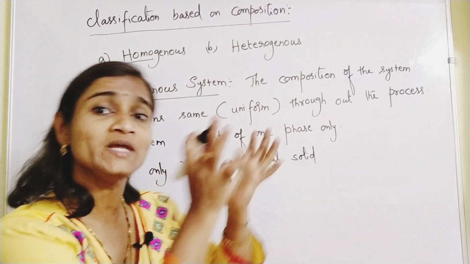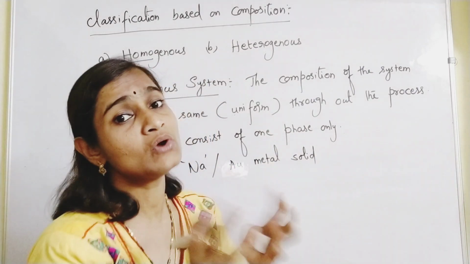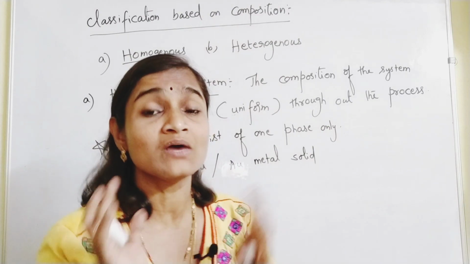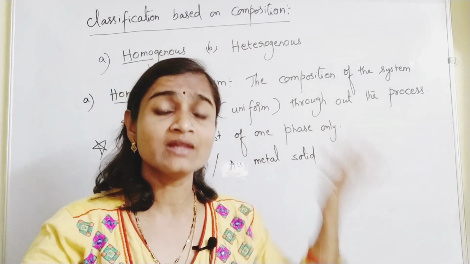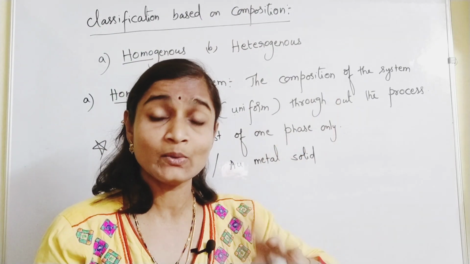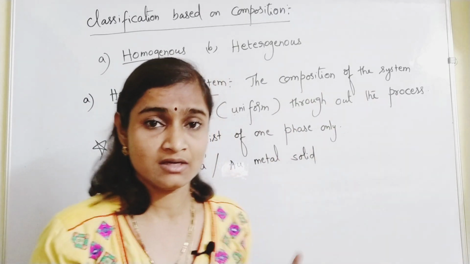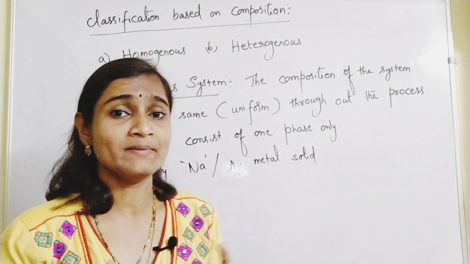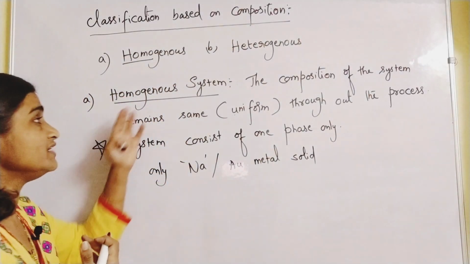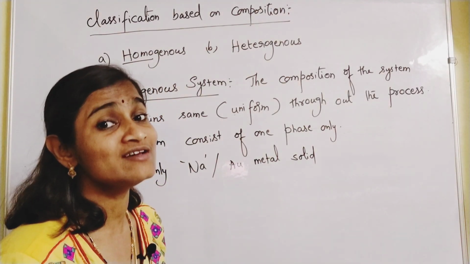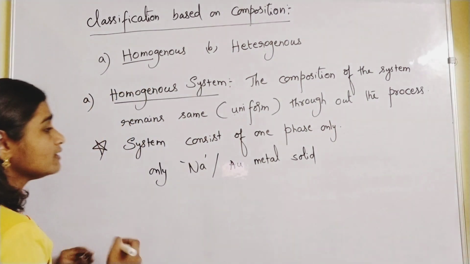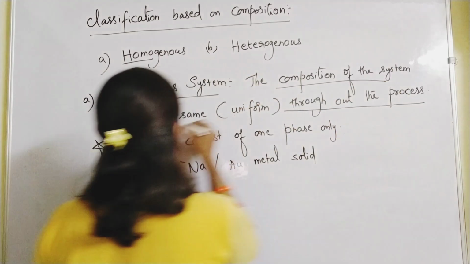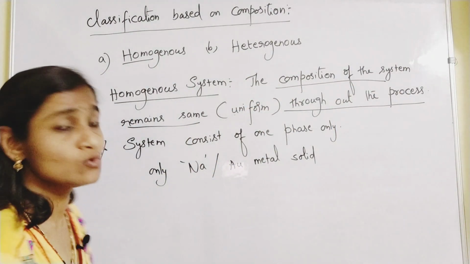If liquid remains liquid throughout the process, you call it a homogeneous system. If gas remains gas throughout the process without converting into liquid, no change of matter happens, then throughout the process if it remains the same, you call it a homogeneous system. The composition of the system remains the same.